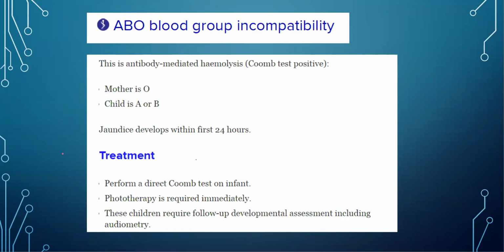Moving on to some of the common causes. ABO incompatibility, as we discussed, is mainly caused by mother group O and child either A or B. If we suspect something like that, then we do a direct Coombs test on the infant. And phototherapy is required immediately for this patient.